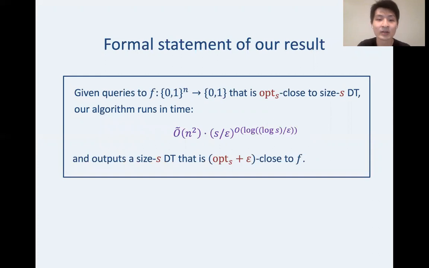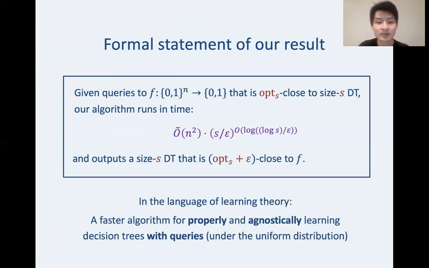So here's a formal statement of our results. We use query access to this function f with n input bits, and assuming that f is opt close to a decision tree of size s, our algorithm will run in time almost quadratic in n and almost polynomial in s over epsilon. And the output is a size s decision tree whose distance to f is at most opt plus epsilon. So in learning theoretic terms, our algorithm is a learning algorithm for decision trees using queries.